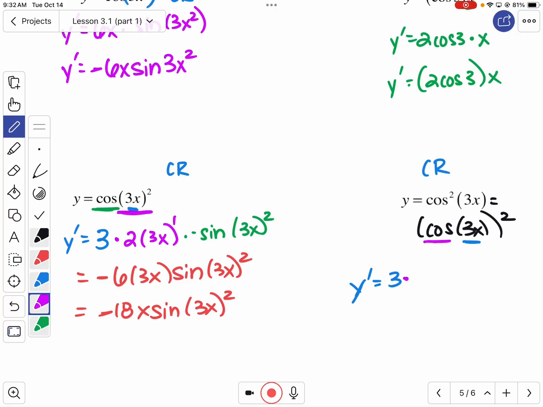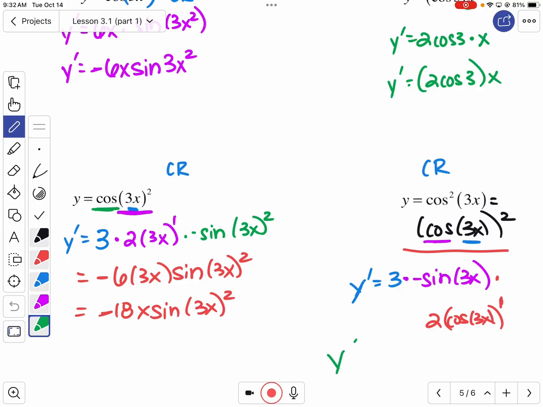My next innermost function is cosine, so derivative of cosine is going to be negative sine, and I keep the 3x. My outermost function is something squared, so times 2 times something, reduce it to the first power. The something is all that junk that was already there. So my final answer, 3 times a negative 1 times a 2, so a negative 6 sine 3x cosine 3x. Very different derivatives based on where the parentheses are. Would you agree? A lot going on right there.